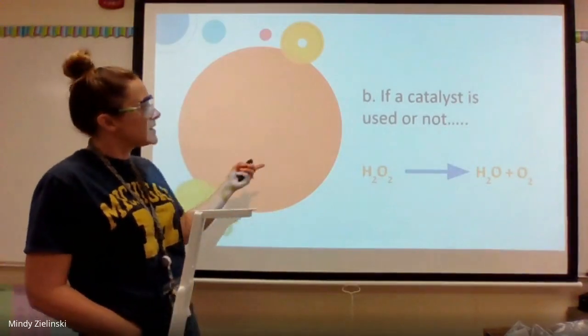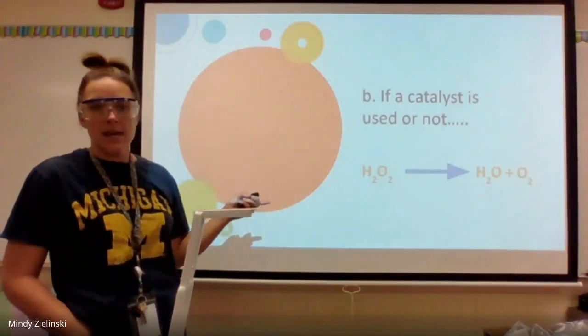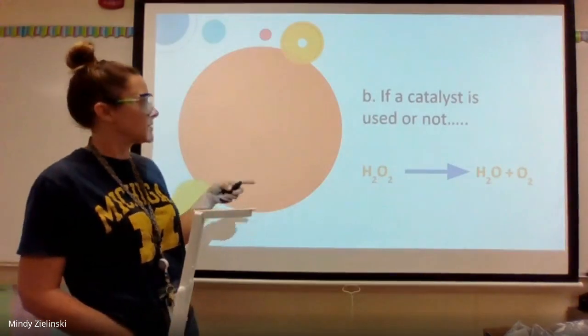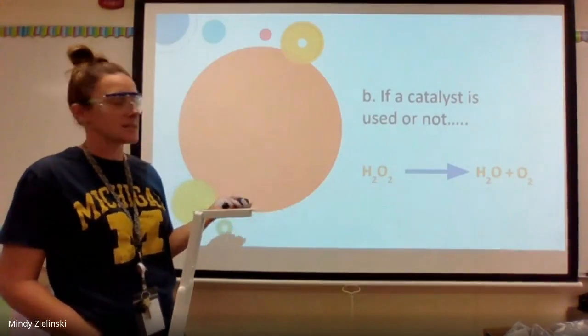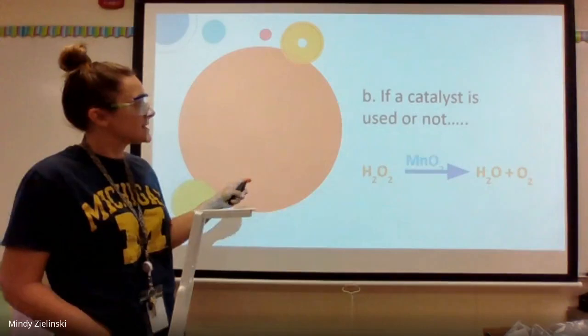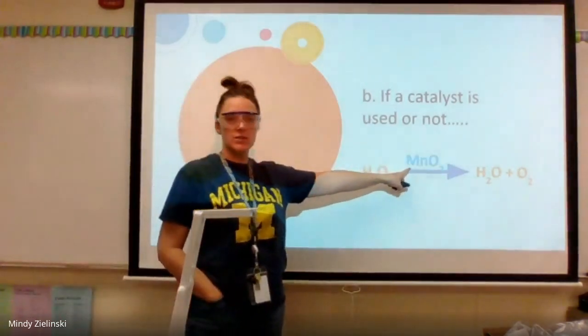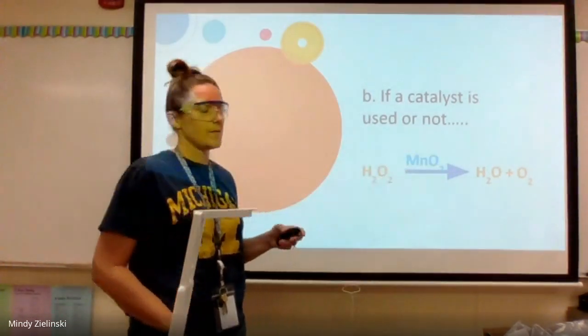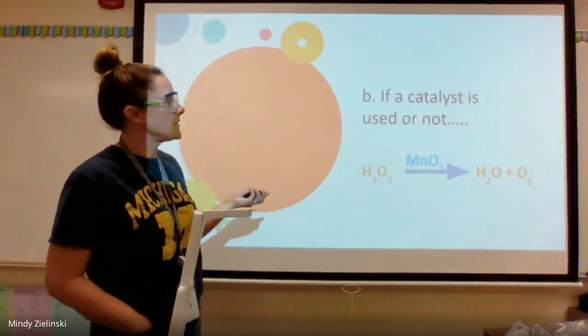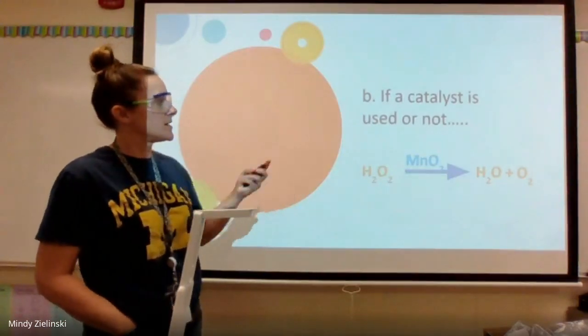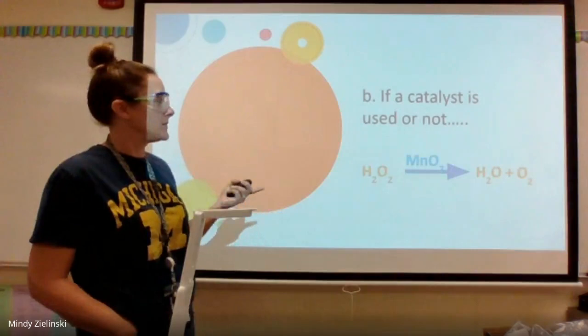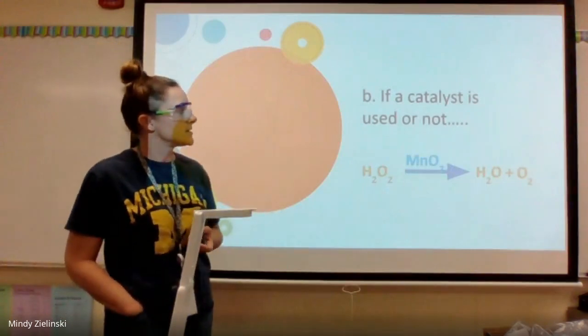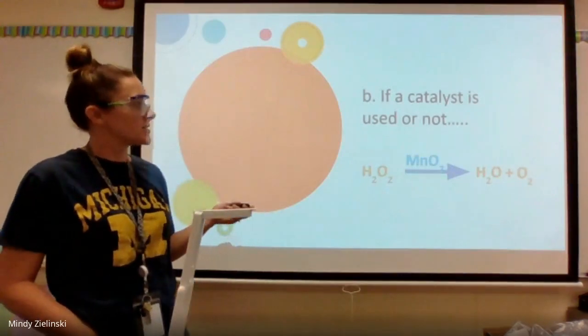Now, right here, I would say that a catalyst is not used. Okay, and you're going to see the difference whenever I'm showing a catalyst is used. If a catalyst is used, we see the catalyst written on top of the yield sign. So this would be an example of saying, yep, this decomposes. And by the way, a catalyst, in this case manganese dioxide, is used for this reaction to occur.